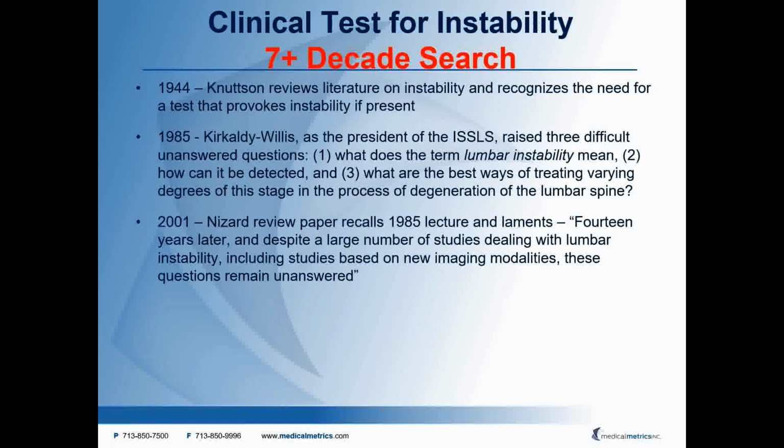In a 2001 publication, Nizzard recalled the 1985 lecture of Kirkcaldy-Willis and lamented that 14 years later, despite many research efforts, including investigations of new imaging modalities, the 3 questions asked by Kirkcaldy-Willis remained unanswered.